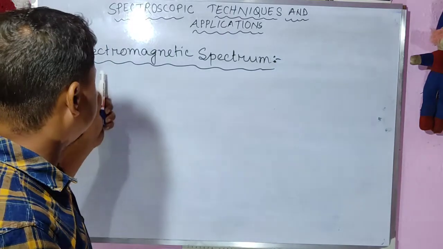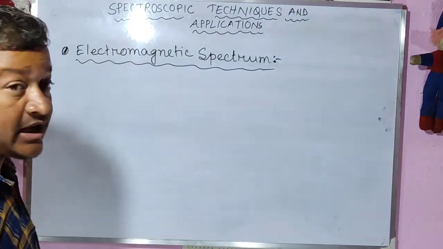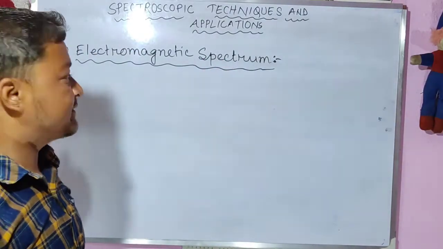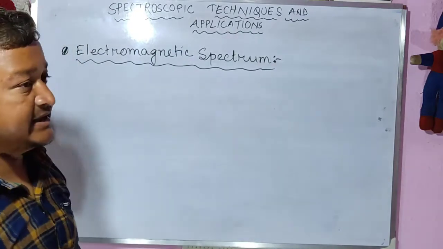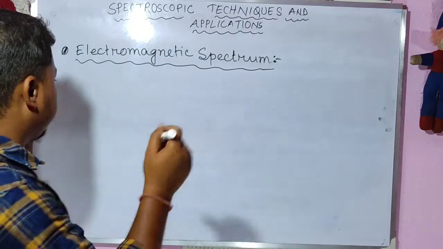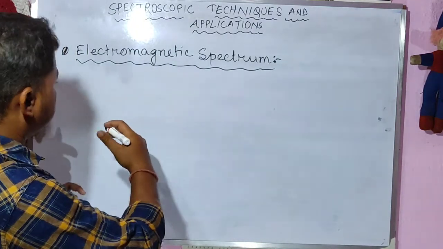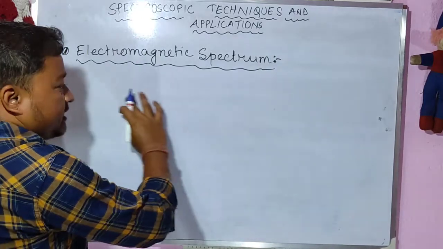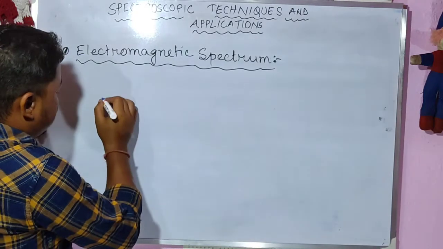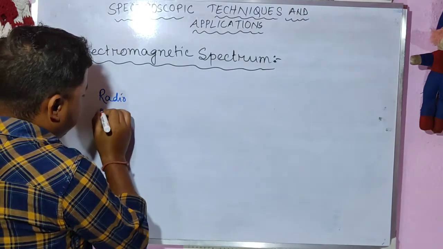So next is electromagnetic spectrum. What is electromagnetic spectrum? Electromagnetic spectrum is a combination of many types of electromagnetic radiation. That is, there are so many electromagnetic radiations, from cosmic rays to radio waves. If we arrange them in increasing order of energy, the lowest energy is radio wave.